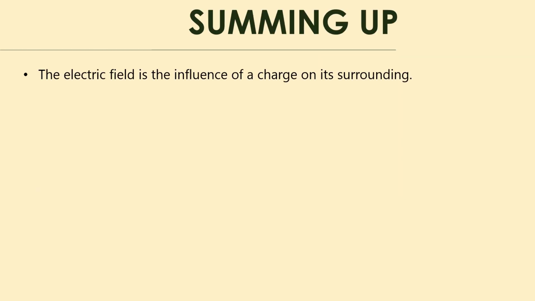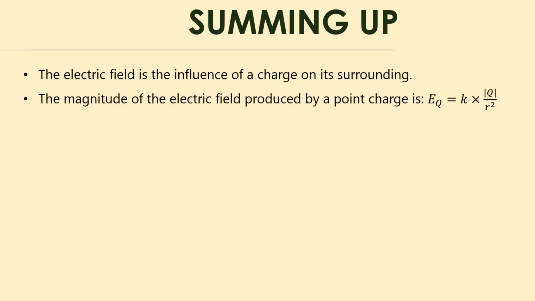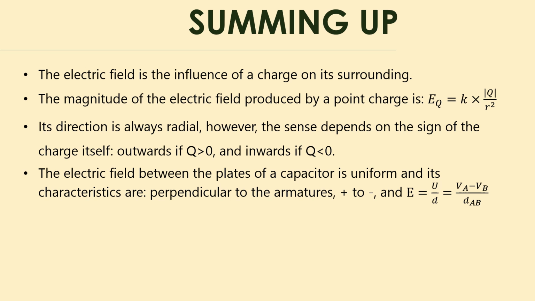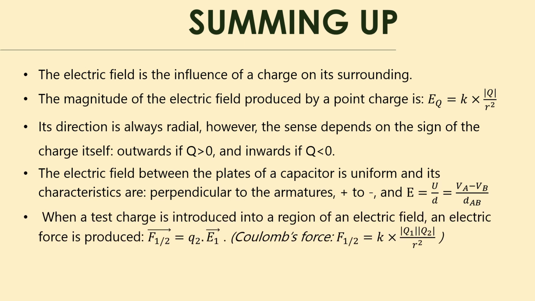So, summing things up, first we need to know the definition of the electric field. We need to know how to calculate the electric field of a point charge and to give other characteristics, such as the direction is always radial. As for the sense, it depends on the charge itself. Positive, then it is going outwards. Negative, then it is going inwards. Then, the electric field inside a capacitor is uniform, and the characteristics are also important.